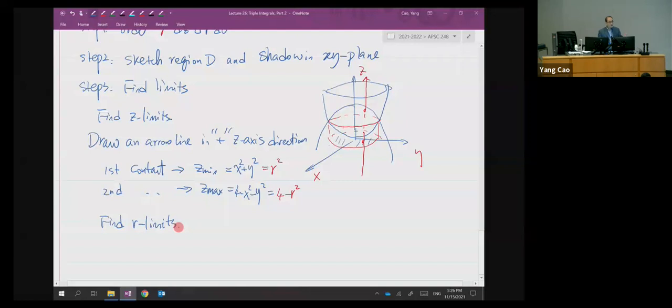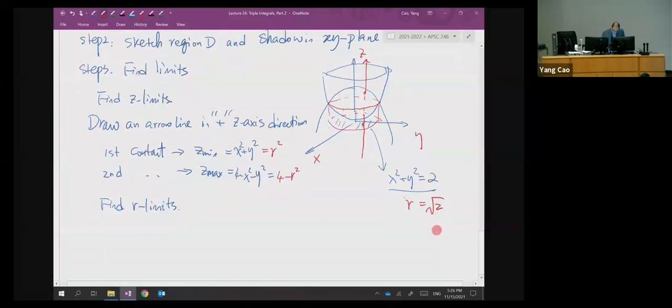The r and theta limits are based on the shadow, which is the circle at the bottom here. So this is x squared plus y squared equal to 2. However, if you recall, we're not using x, y coordinates, so the circle here is equivalent to r equal to root 2. And that's exactly what we did in the beginning: r equal to root 2 is equivalent to x squared plus y squared equal to 2.